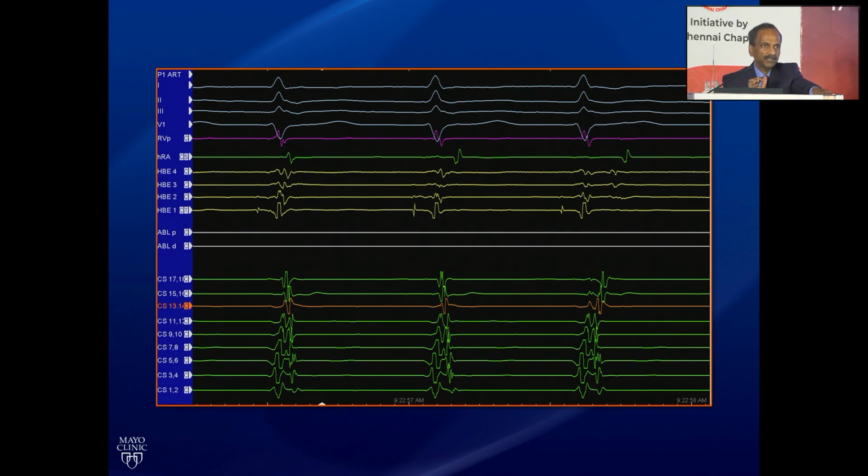Otherwise, when you come back to that site, there may be some edema and it will be difficult to put your catheter in good contact to try to ablate. You just should understand what is happening and continue to finish the ablation.